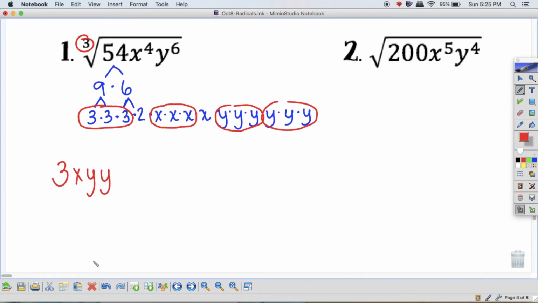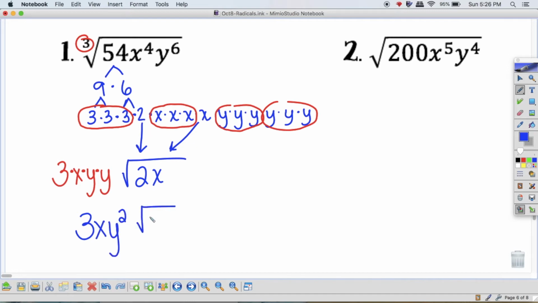What do you think I'm going to do with everything if there's more than one term on the outside? I am going to multiply if there is more than one term. Then let's see what's on the inside. On the inside, I've just got a 2 and an x that are stuck on the inside. Okay, so I can multiply this 3xy squared times the square root of 2x.